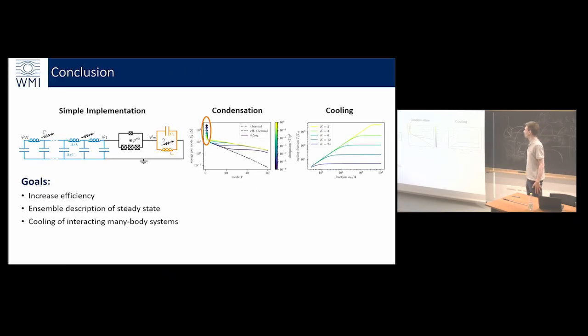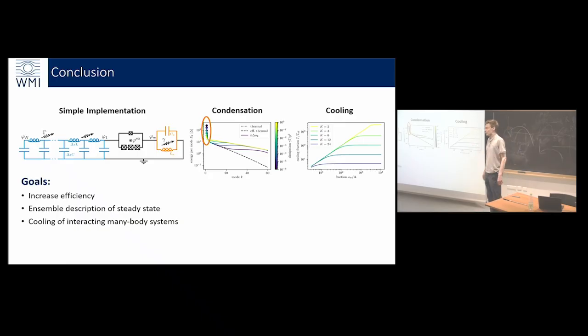So this brings me to the conclusion. I presented a simple implementation for this thermalization. I showed you that this really leads to condensation of the photons in the waveguide, and I showed you how to interpret this really as a photon refrigerator. And the goal is, first of all, as I mentioned, to increase the efficiency. There we have some ideas.